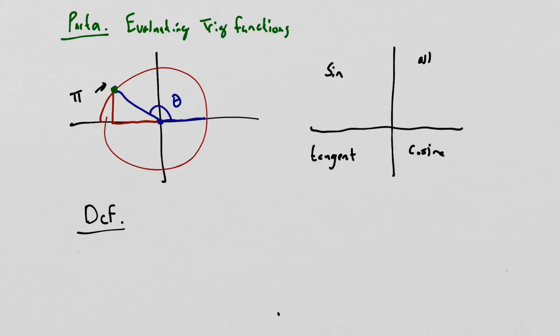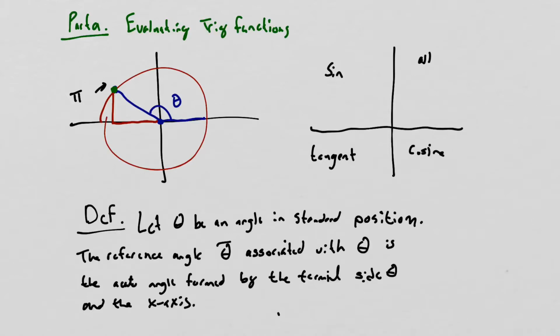Let theta be an angle in standard position. The reference angle, theta bar, associated with theta, is the acute angle formed by the terminal side of theta and the x-axis. In this picture up here, the reference angle theta bar associated with theta is given by this angle here.